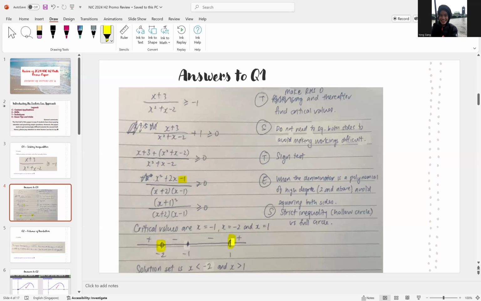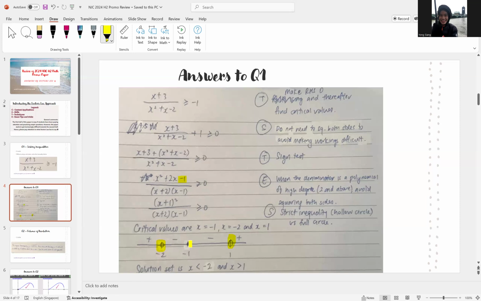Then, how about the critical value -1? That is where you must pay attention to the original sign of the inequality. Here, the inequality says it is greater than or equal to 0. So when it is greater than or equal to 0, it is not a strict inequality. That means 0 is included, and because 0 is included, you are going to have to draw a shaded circle. So for -1, I draw a shaded circle.